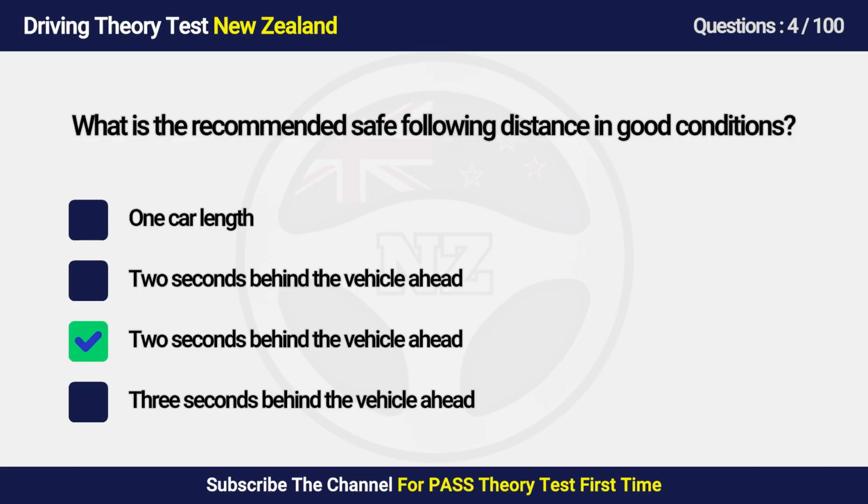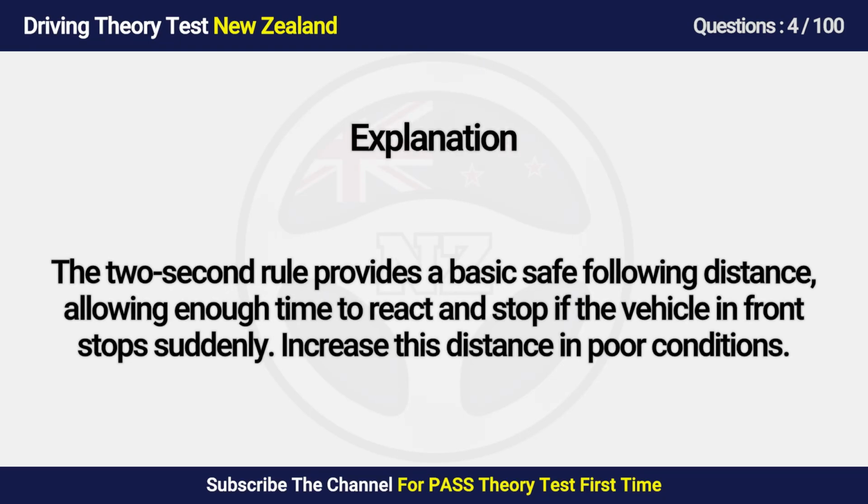Answer is C. 2 seconds behind the vehicle ahead. The rule provides a basic safe following distance, allowing enough time to react and stop if the vehicle in front stops suddenly. Increase this distance in poor conditions.